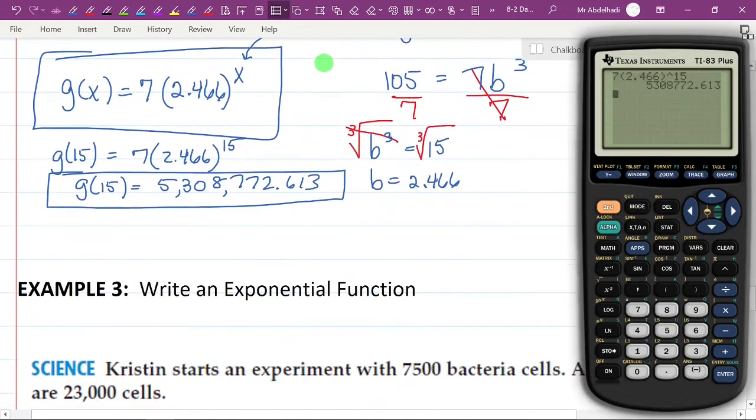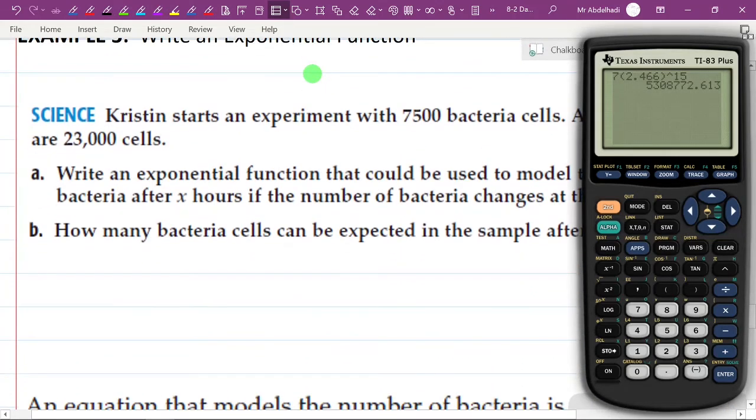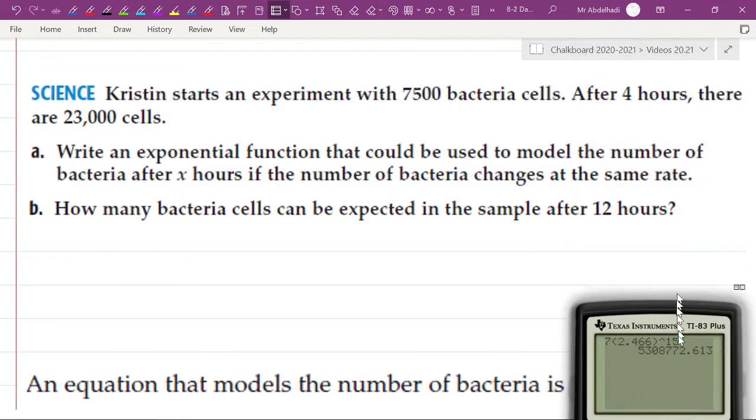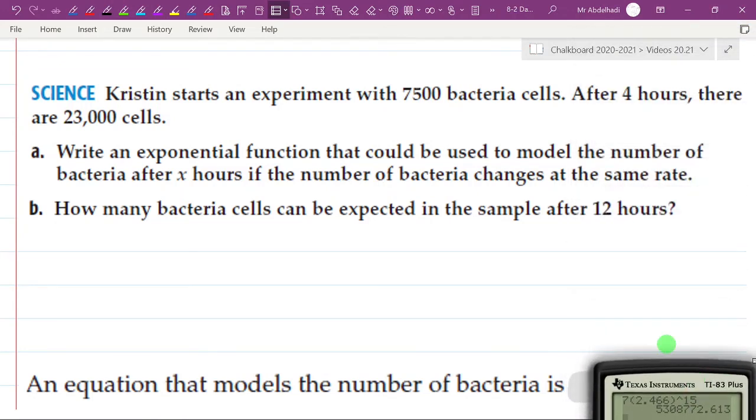Okay, let's try another one. This one's in the form of a word problem. Yes, I know you all love word problems. Okay, so let's just drag this down here for the moment. Kristen starts an experiment with 7,500 bacteria cells. After 4 hours, there are 23,000 cells. Write an exponential function that could be used to model the number of bacteria after x hours.